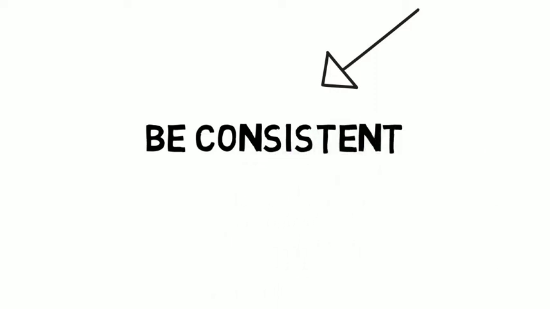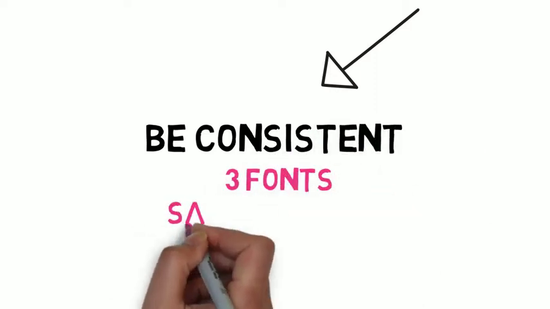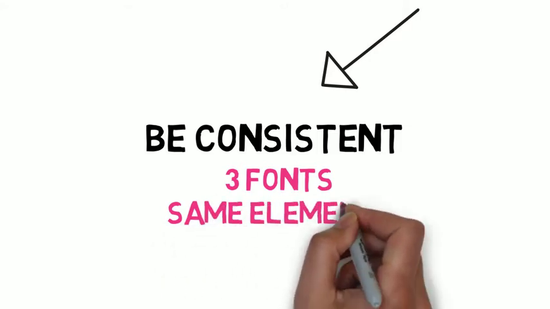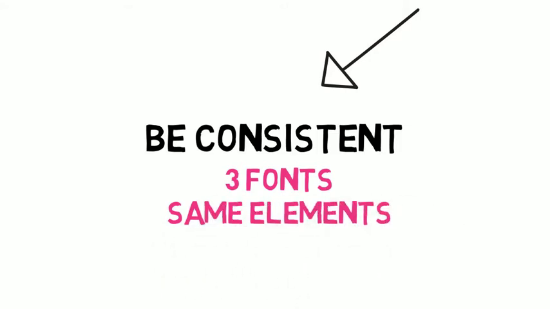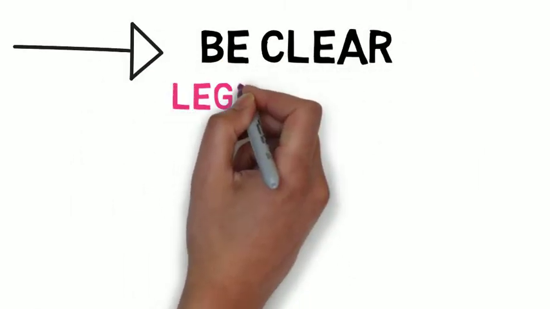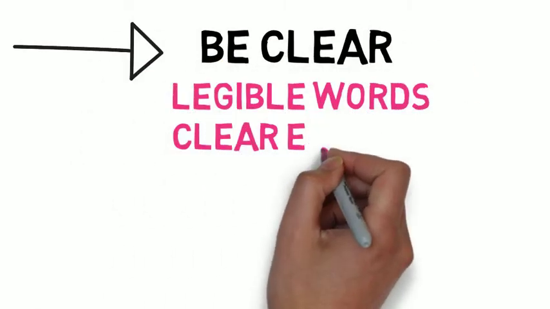Stick to no more than 3 fonts for the whole design and use the same elements throughout the design. For example, having 2 different types of stars on a design will look odd. Number 5, make sure the words are legible and the elements are clear.